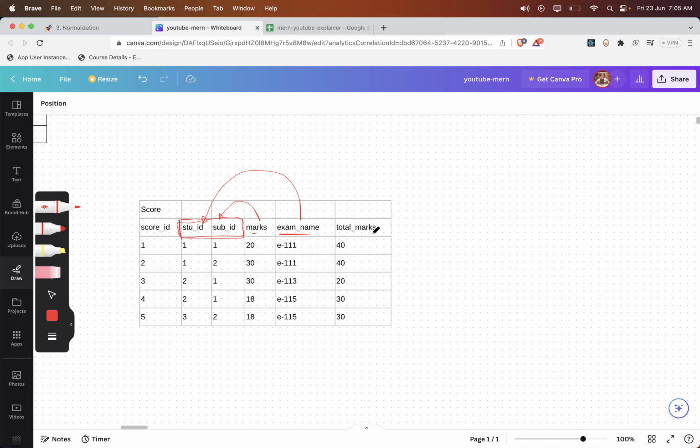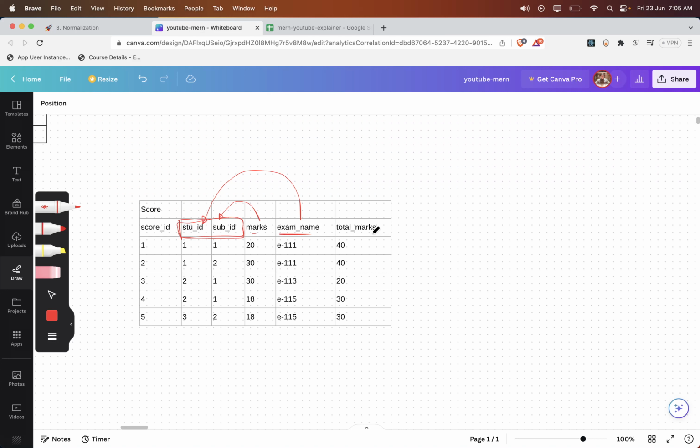But total mark is dependent on the exam name, and exam name is dependent on the primary key. So this scenario is called transitive dependency. Exam name is dependent on the student ID and subject ID, and total marks are dependent on the exam name. So third normal form says that all such scenarios have to be removed. I hope you have understood this. What is the functional dependency? If the column is completely dependent on the primary key, in this case the composite key, that is functional dependency.